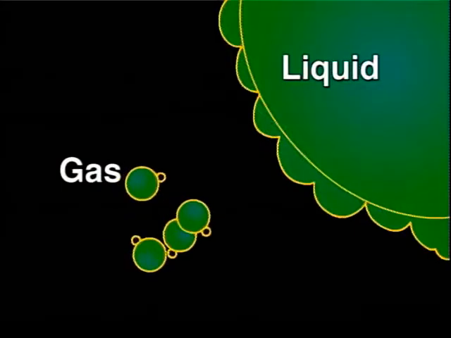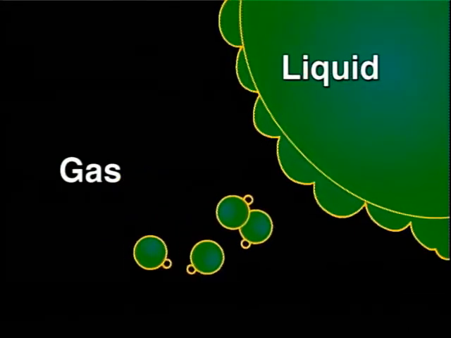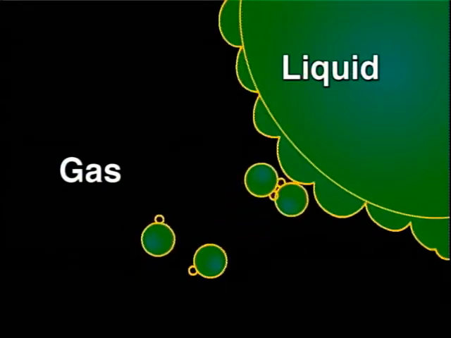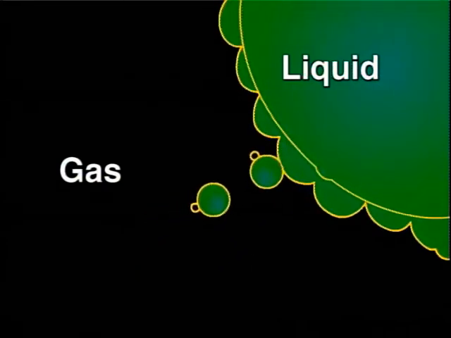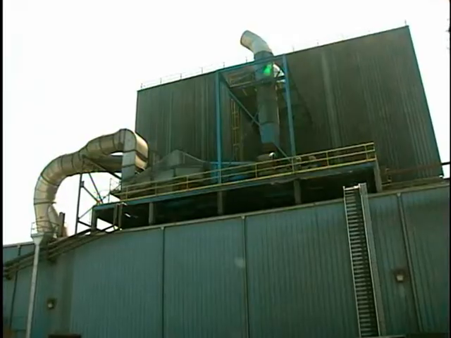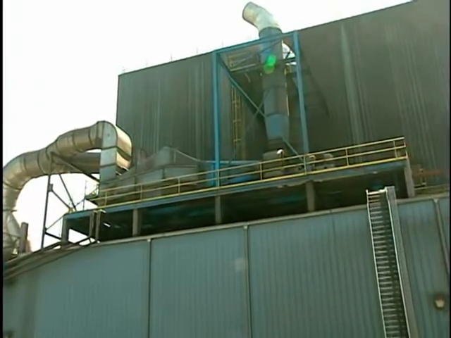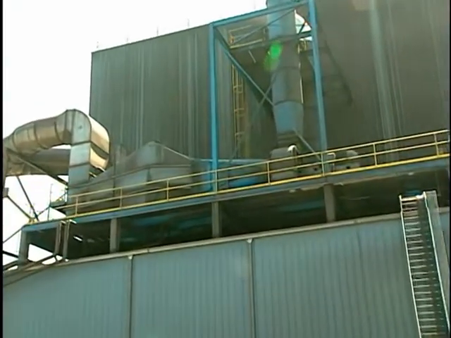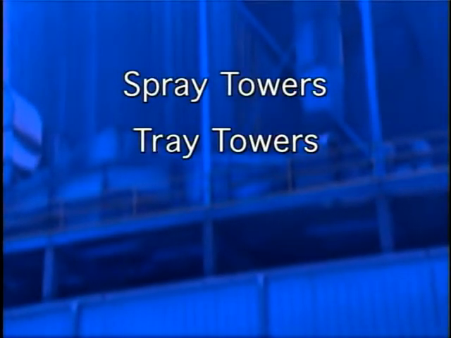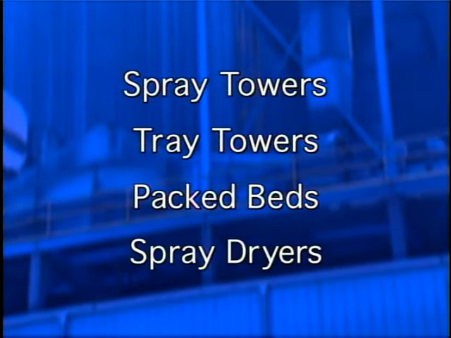The liquid's surface area and the time available for diffusion of the gaseous contaminants into the liquid are also important factors affecting performance. There are many equipment designs for contacting the liquid with a contaminated gas stream. The most common ones are spray towers, tray towers, packed beds, and spray dryers. Today we will be seeing all of these.